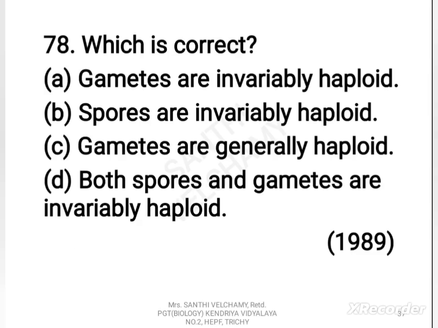Now the next question. Which is correct? A. Gametes are invariably haploid. B. Spores are invariably haploid. C. Gametes are generally haploid. D. Both spores and gametes are invariably haploid. The correct answer is A. Gametes are invariably haploid.